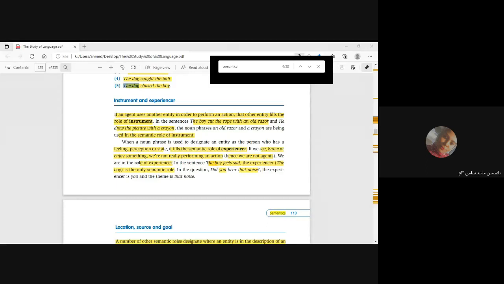Yes, sir. Instrument is when the agent uses another entity to do the same action the agent does. For example, the boy cut the rope with an old razor, and he drew the picture with a crayon. Here the noun phrases, an old razor and a crayon, are used in the semantic role of instrument. We mean that an old razor did the same action the agent does. We can consider it as the second subject, like the agent. Right, exactly. It can be considered like a second subject or second agent.